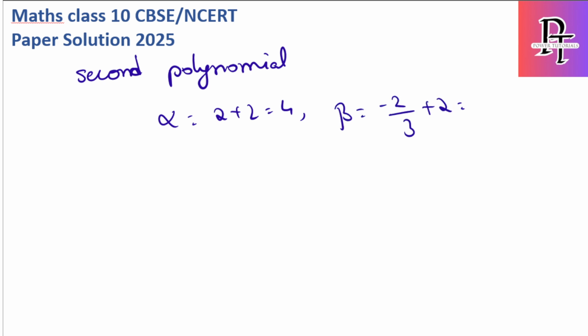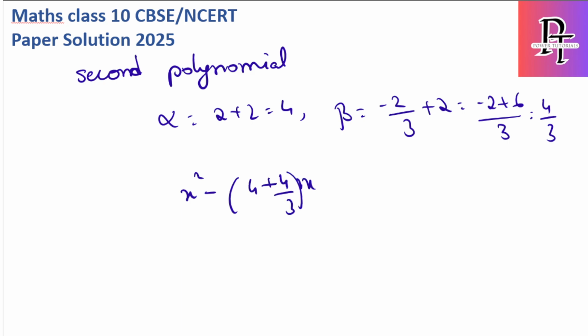If I take LCM, I will get minus 2 plus 6 by 3, which is 4 by 3. So we have roots, which are zeros, which are 4 comma 4 by 3. So the polynomial I can see is x square minus of alpha plus beta, which is 4 plus 4 by 3, into x plus alpha beta, which is 4 into 4 by 3, is equal to 0.